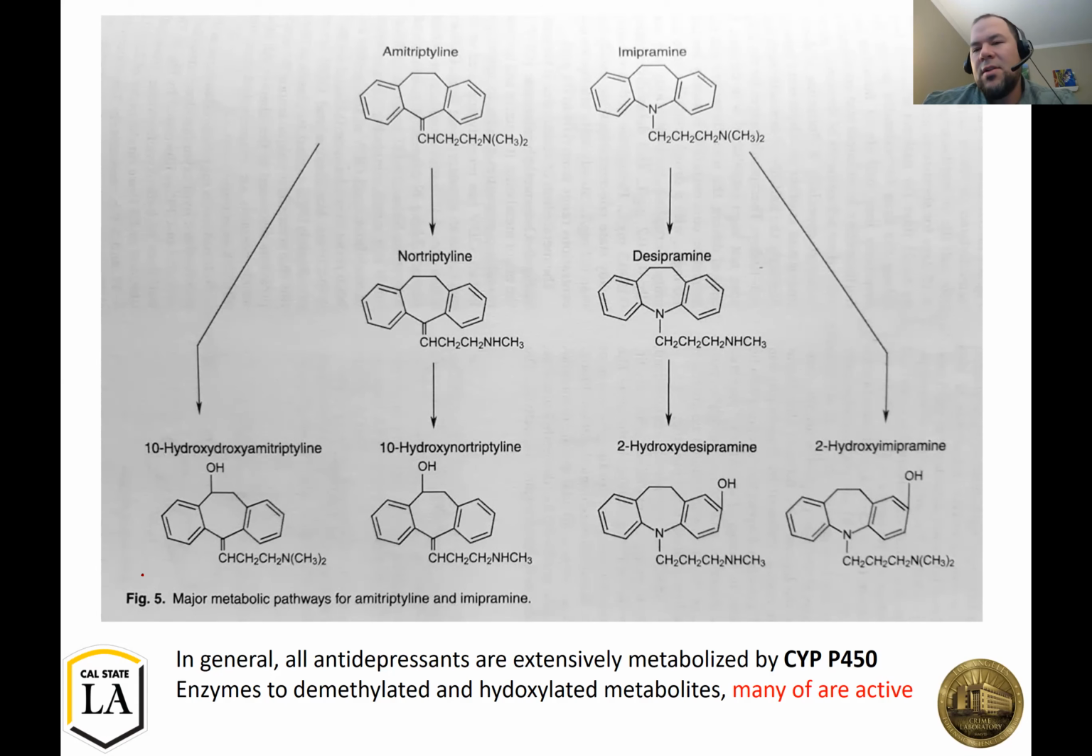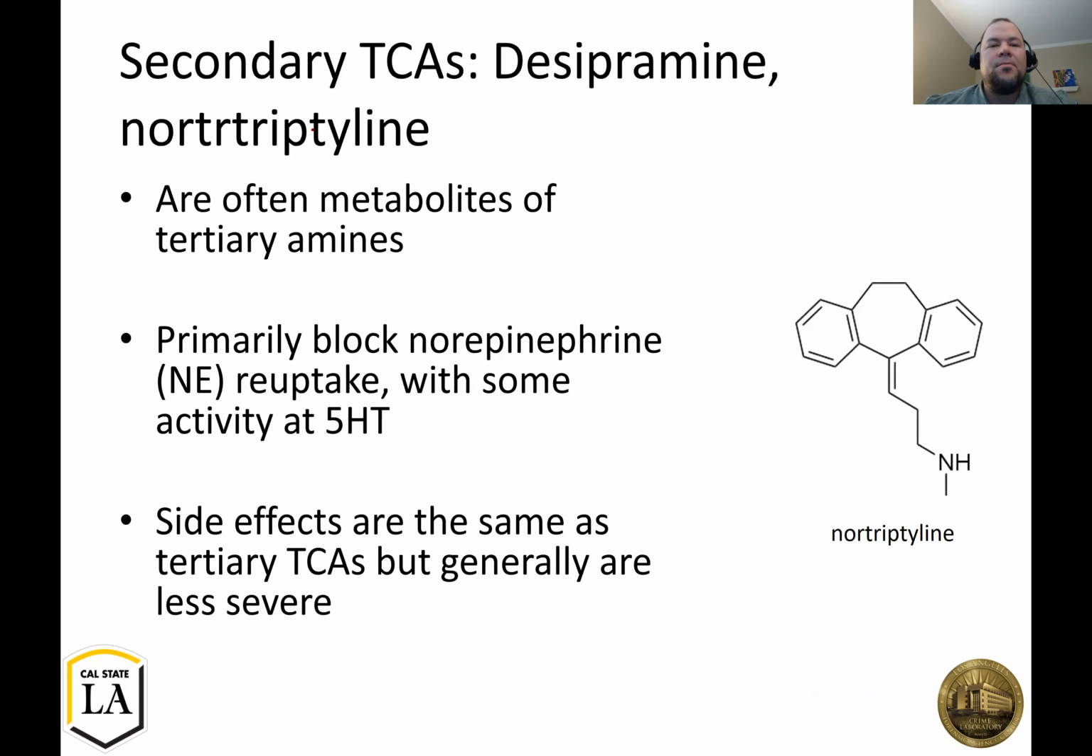But anyway, in the chapter here, what we'll see is, in general, all antidepressants are extensively metabolized by cytochrome P450 enzymes, and they're either demethylated or hydroxylated. Many of the metabolites are also active. You see amitriptyline goes to nortriptyline, then 10-hydroxynortriptyline, right? Nortriptyline is a drug that you can buy by itself, and amitriptyline also. So the metabolites in themselves can be psychoactive as well. And we have the secondary tricyclics, so desipramine and nortriptyline, right? So they're often metabolites of the tertiary amines, okay?